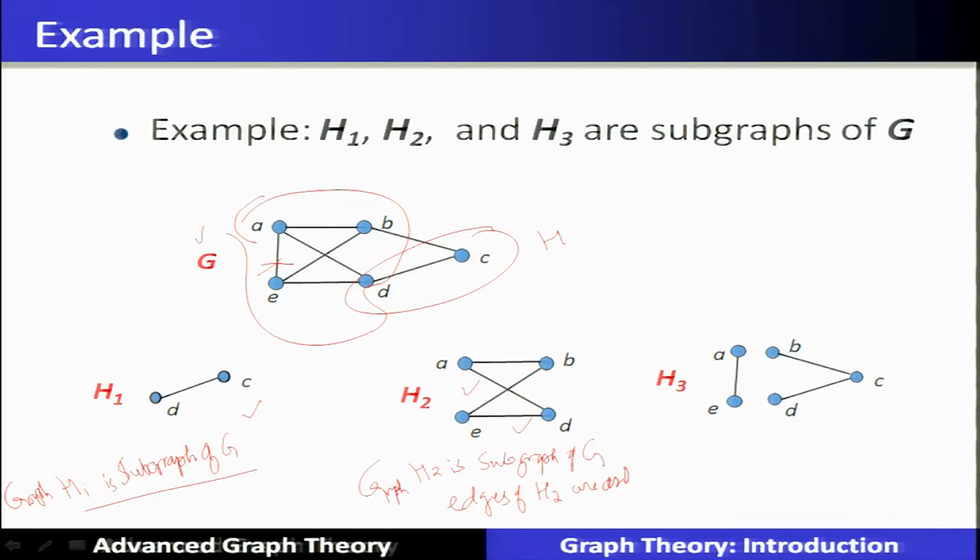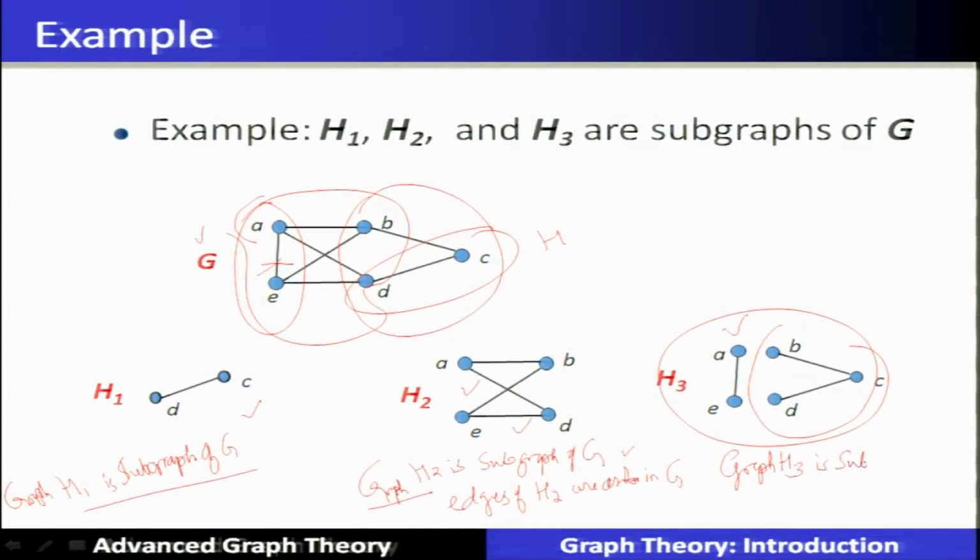are also present in G, and also the set of vertices which are present in H2 are a subset of the vertices of G, hence the graph H2 is a subgraph of G. We can see that the edge AE is also present, and the vertices are also present in G. Similarly, B, C, D, this particular component is also present, hence the entire graph H3 having two components is a subgraph of G.